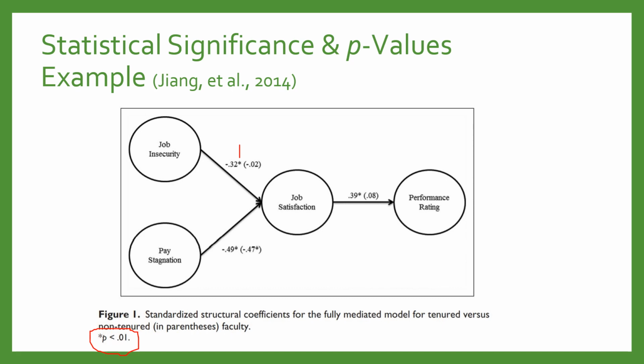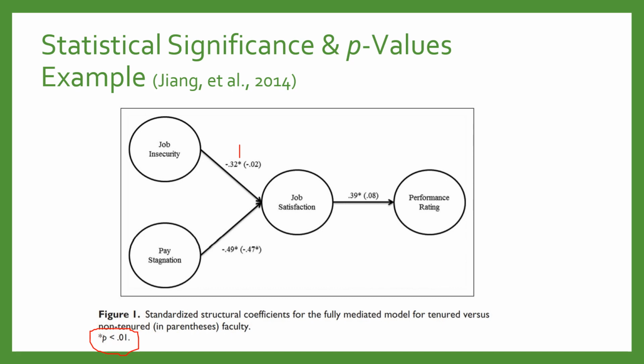So if you look at the stars in the structural equation model, you'll see that we have 2 different sets of scores for each relationship there. And that's because the non-parenthetical coefficient is for tenured faculty, and then the coefficient in the parentheses is for non-tenured faculty. And these are not correlations, they're structural equation coefficients for regression analysis, but they can be interpreted largely in the same way. So if you take a look at this, we can be confident that lower levels of job insecurity and pay stagnation have a reliable or significant relationship with higher levels of job satisfaction, which then predicts higher levels of performance ratings for tenured faculty.